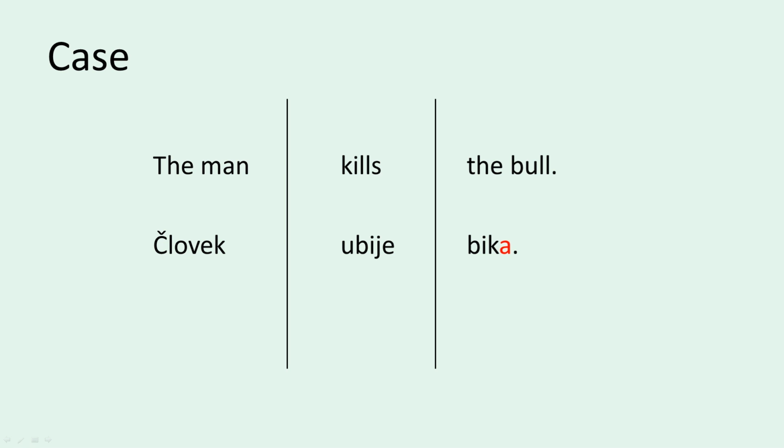Remember that the basic form of both man and bull ends in a K. But as you can see in the Slovene translation, the bull, so the one that's getting killed, gets an extra letter to mark its role in the sentence. The A in bika tells us it's the victim or object of the sentence. That's why we're free to move the words around, just like we did when we colored them differently. Moving the words around, we get bika ubije človek.